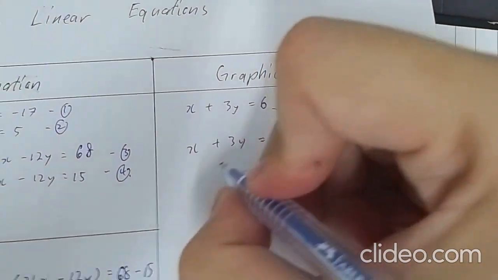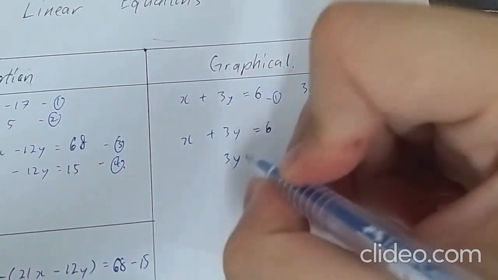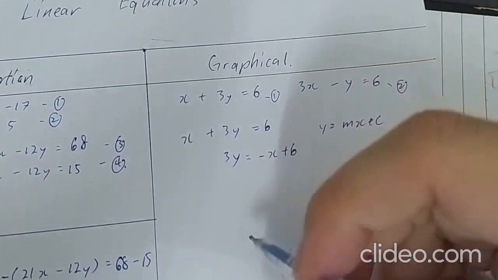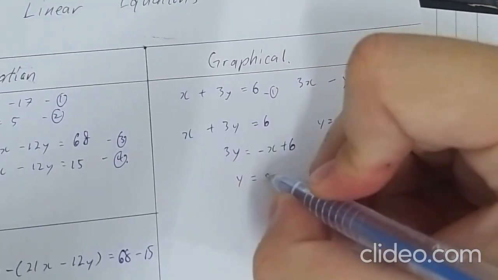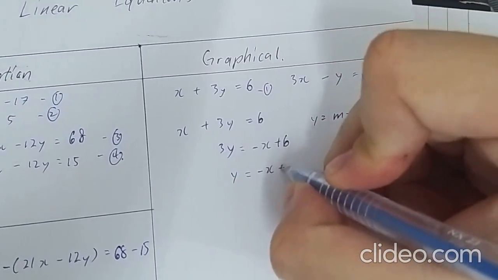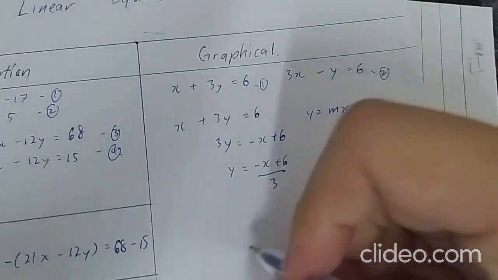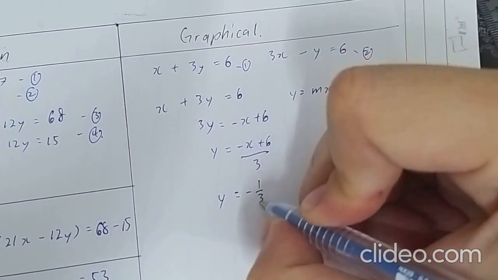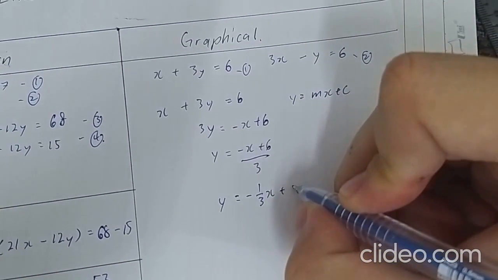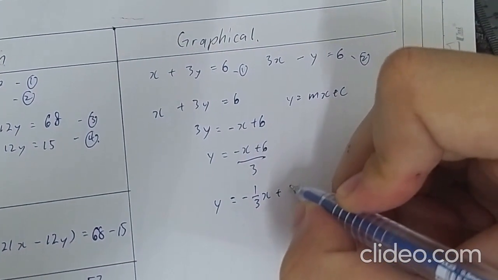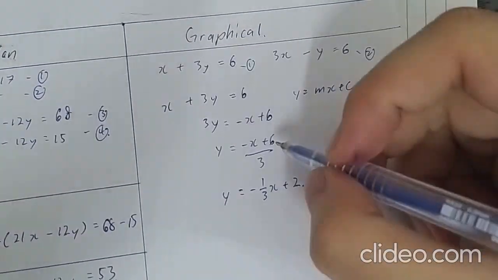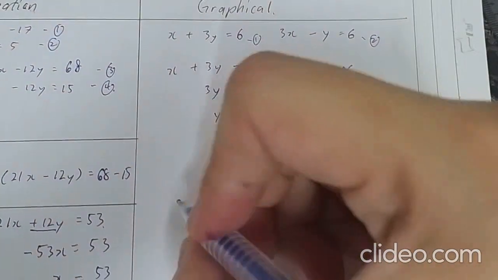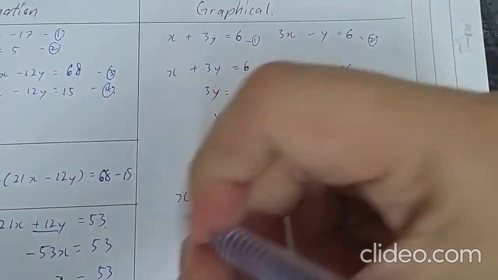How do we do that? So we move the x over first. 3y equals negative x plus 6. And then y equals negative x plus 6, over 3. And then we simplify further: y equals negative 1 over 3 x plus 6 over 3, which is 2. 6 divided by 3, you get 2. So once we have this form, we can also do our table.